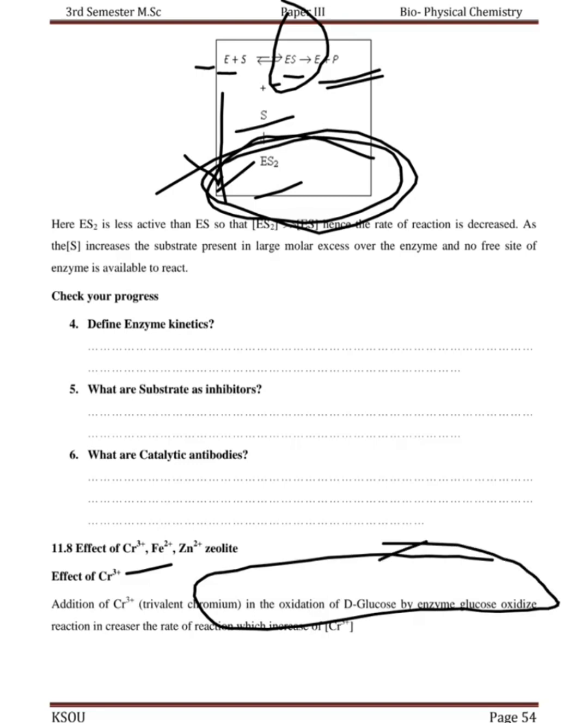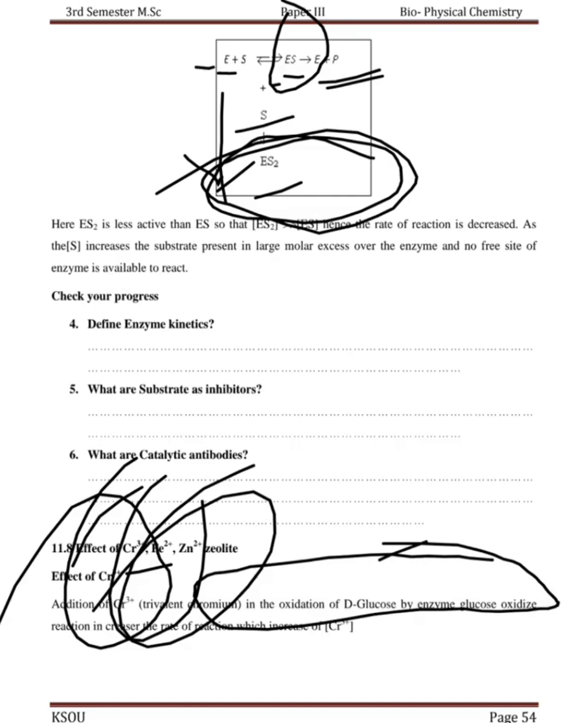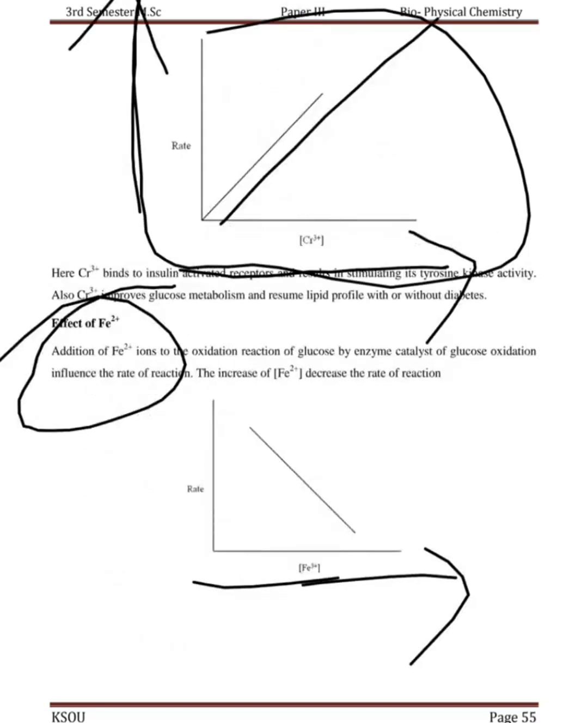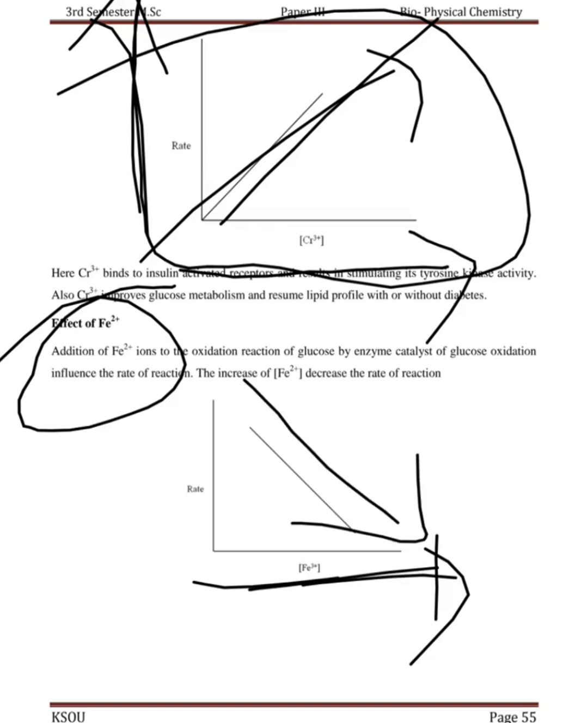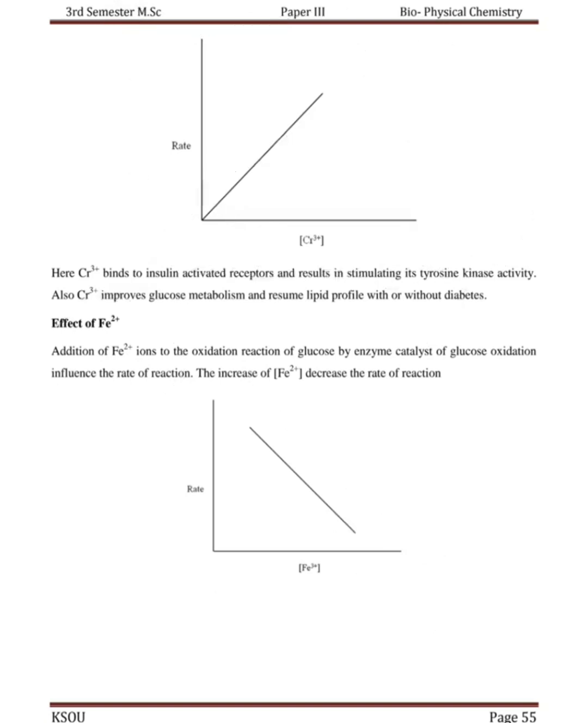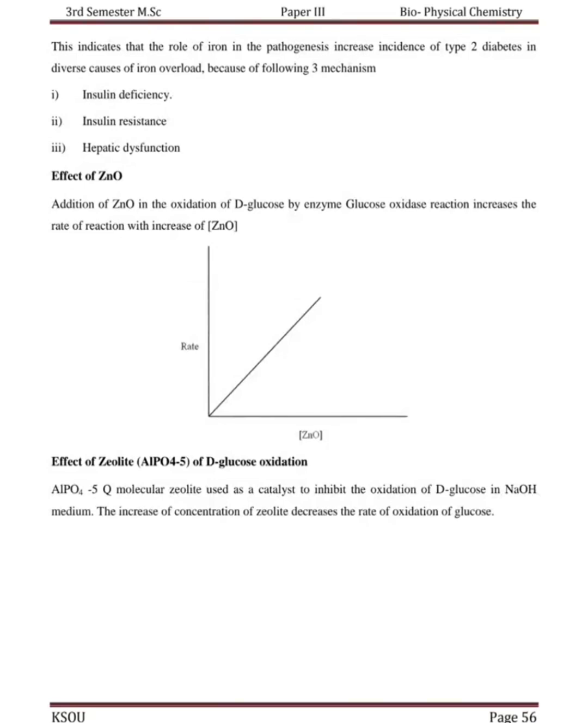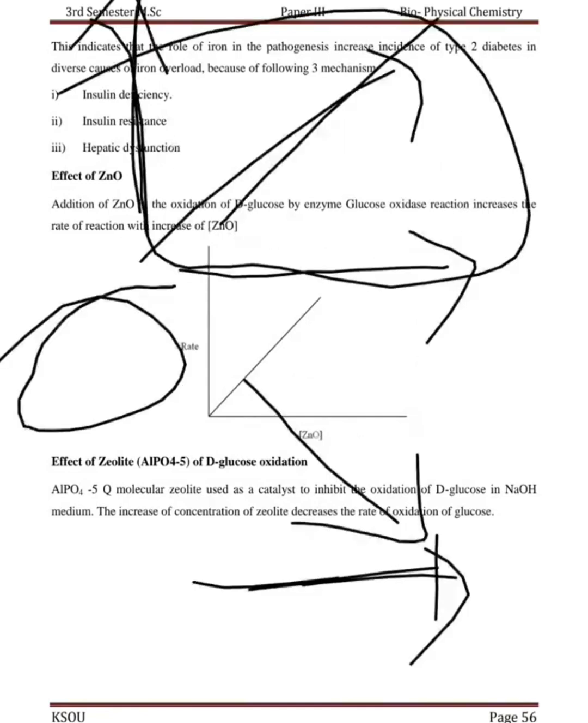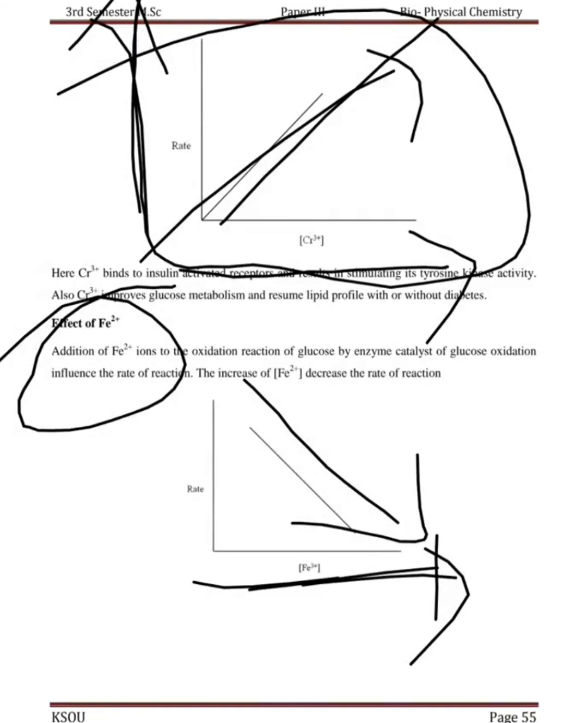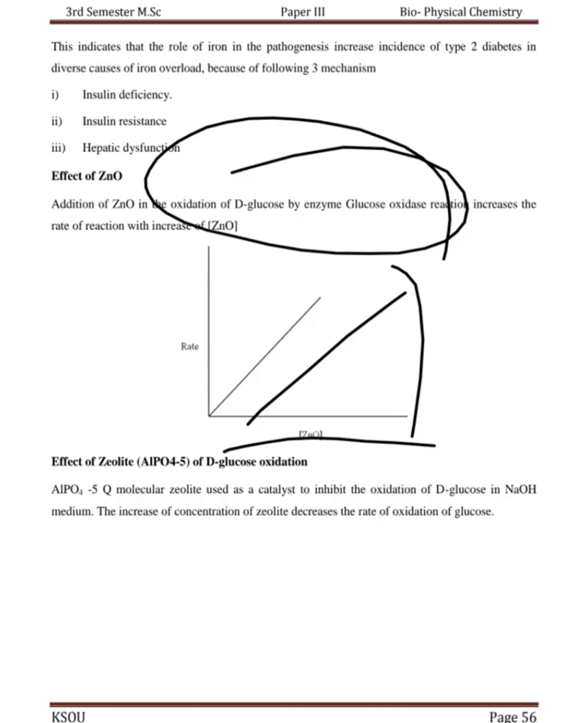What happens when chromium is added to glucose oxidation, when iron is added, when zinc is added, that we are going to show in the plot. So the rate of reaction increases with chromium, and when Fe2 plus iron is added the rate of reaction decreases. And coming to zinc oxide, the rate of reaction will increase. Same in the glucose oxidation reaction, where glucose reacts with a molecule of oxygen to produce carbon dioxide and water. So that is with respect to zinc oxide.